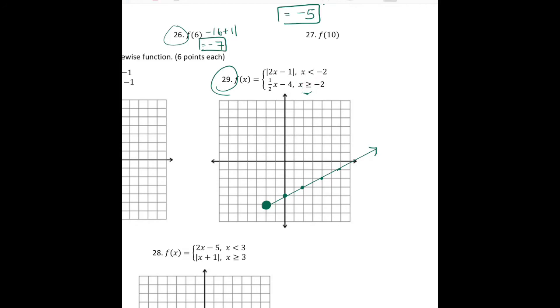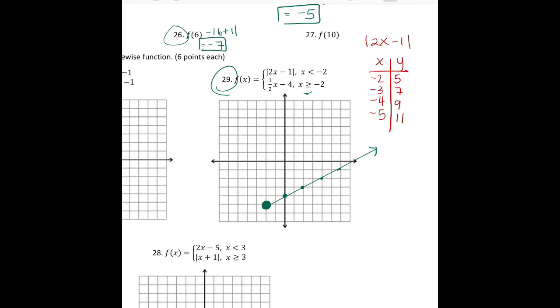For this first one here, for the absolute value of 2x minus 1, I'm going to make a chart just so I don't get anything messed up. Since I care about if x is less than -2, I'm just going to start with -3 and go down. So I'm going to make some points there. And then I'm just going to plug those values into 2x minus 1. So that's going to be -4 minus 1 is -5. Absolute value of that is 5. And so that one's going to be 7. And this one's going to be 9. And that one's going to be 11.